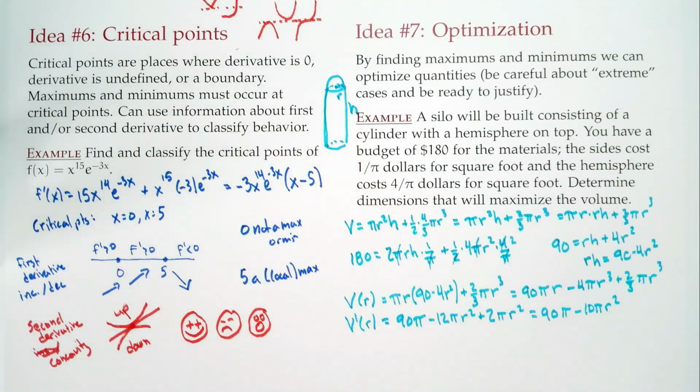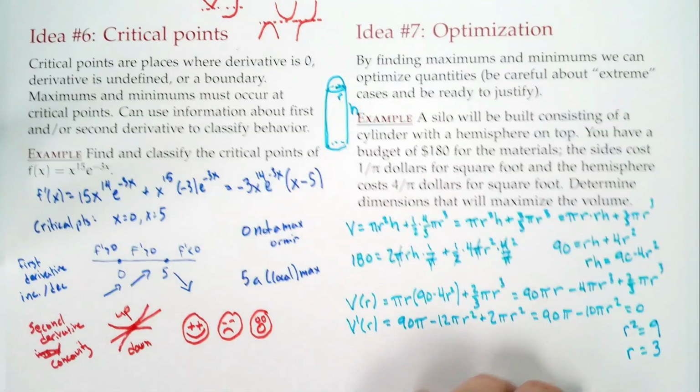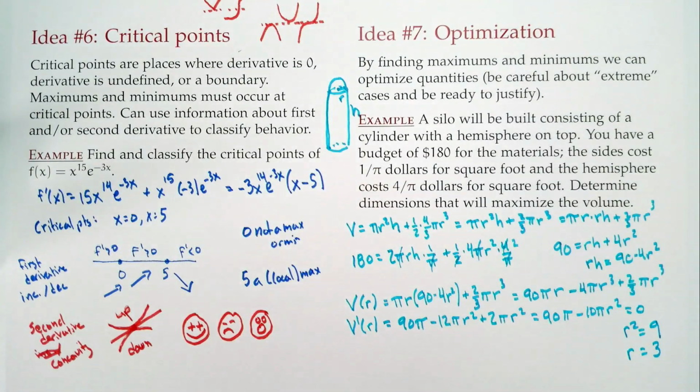Now this derivative is never undefined. When is it zero? Well, we set this equal to 0. What would have to happen? I'd move the 10 pi R squared across, divide by 10 pi, and that would tell us that R squared had better be equal to 9, so R had better be equal to 3. So there's what R should be. We've now solved for R. Well, how do we get H?